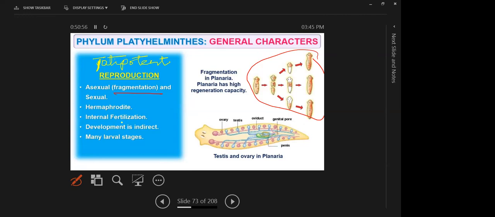Totipotent. So sexual reproduction is also here. They are hermaphrodite. That means both the sexes are in the same organism. Internal fertilization. What do you mean by internal fertilization?